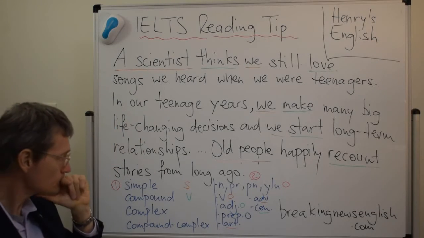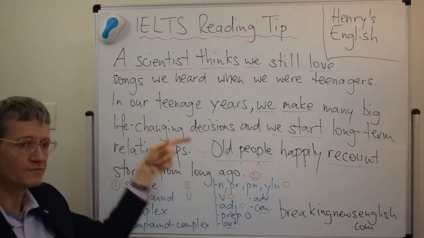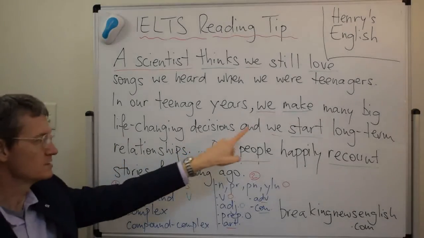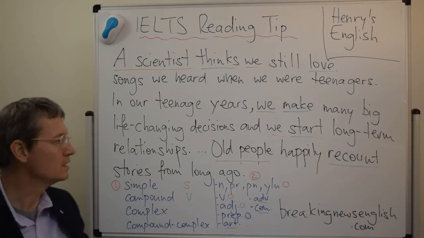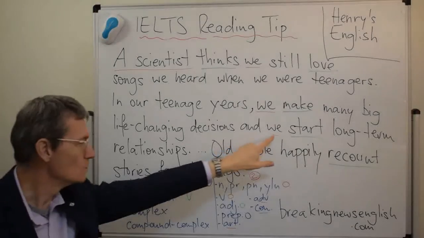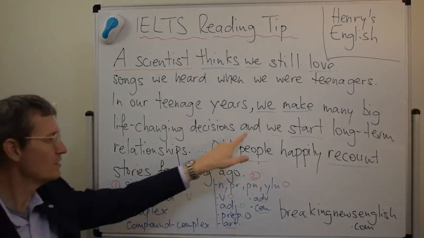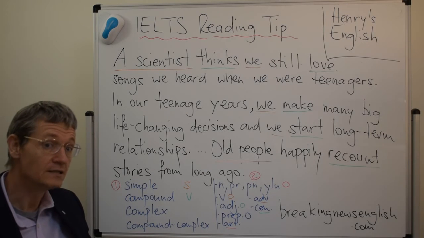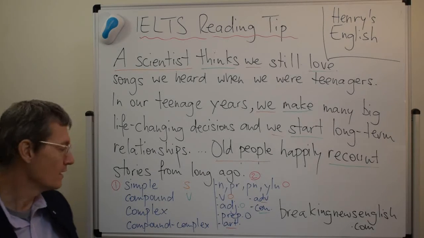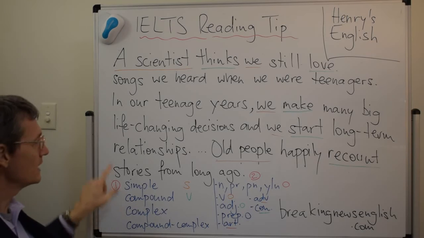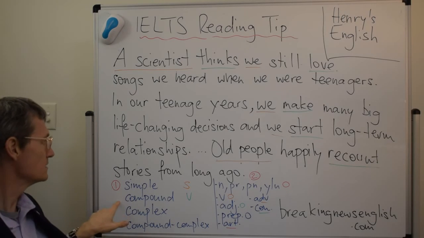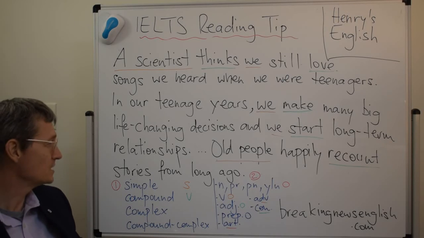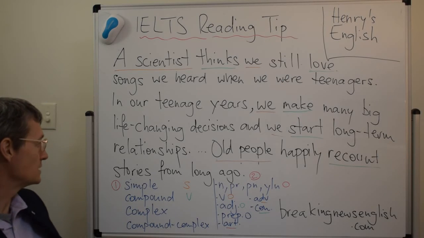Let's go down here. In our teenage years, this is a time phrase, so we don't need anything here. We make many big life-changing decisions. Another group noun. Many big life-changing decisions. And we start long-term relationships. So often if you have this and, you'll encounter another independent clause, and then that might be compound. And in this case, we have a compound sentence. So in our teenage years, we make many big life-changing decisions and we start long-term relationships.